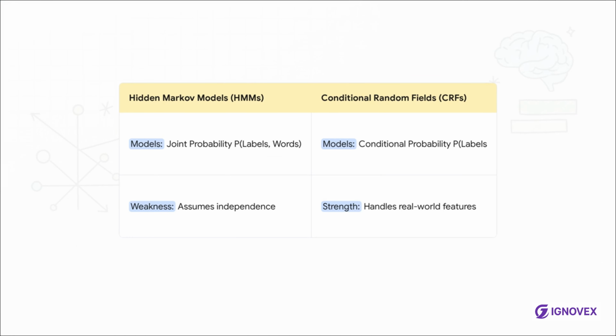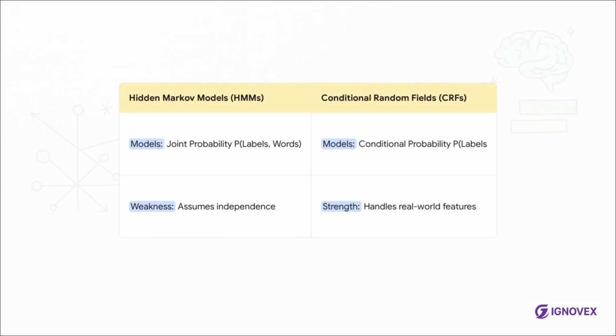Okay, so the older models, things like hidden Markov models, they kind of had a tough time. They tried to figure out the probability of both the words and the labels showing up together, but they had this major weakness. They had to assume every word was independent, which, in language, that's just not how it works, right? Words depend on each other.